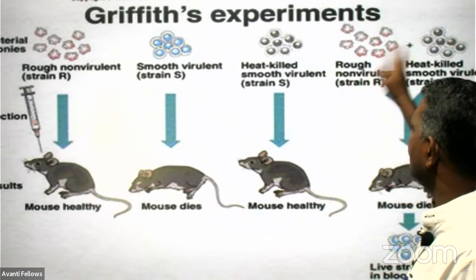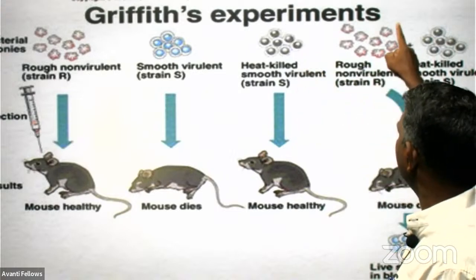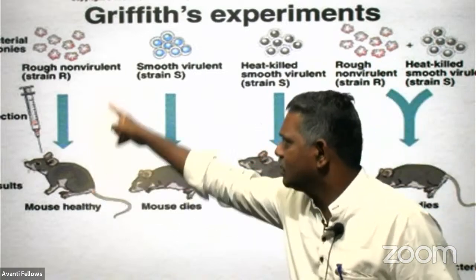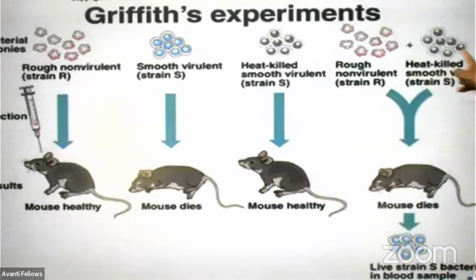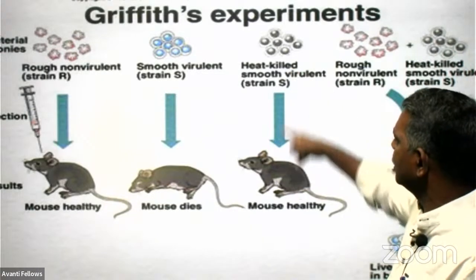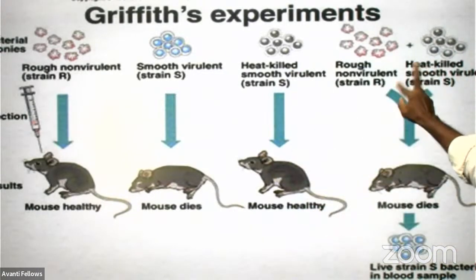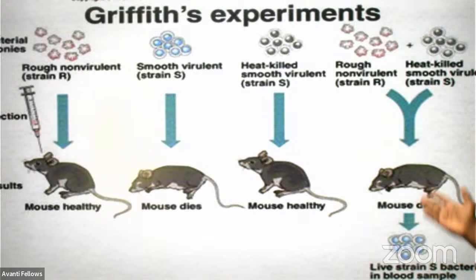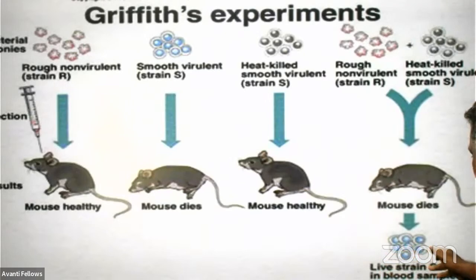Then he mixed both: the rough, non-virulent strain, which cannot cause disease in the individual, and the heat killed strain. He mixed these two strains together and injected them into the body of the mouse. So this mouse dies. And he collected the blood sample from the dead body of this mouse and analyzed it. He found the living strain bacteria in the blood sample from the dead mouse.